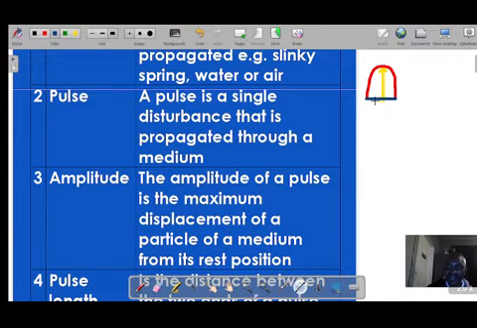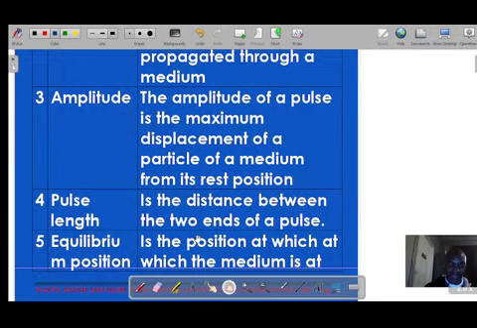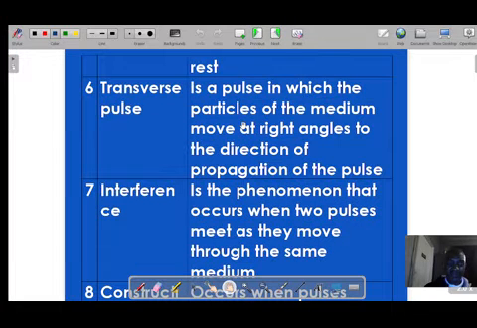So this is the rest position, or you can call it equilibrium position. Let us proceed. That is the position at which the medium is at rest, the position at rest.